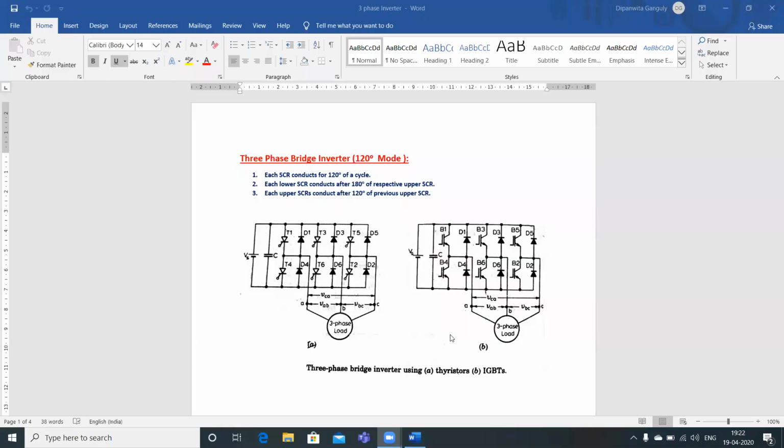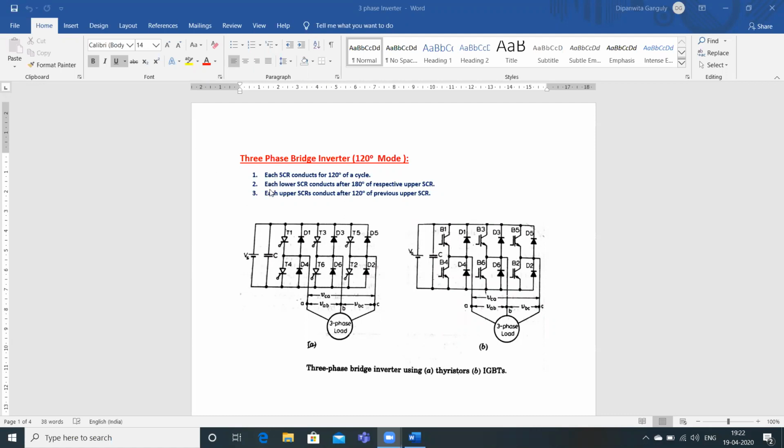Hi everybody. Today we are going to discuss the three-phase 120-degree mode of the voltage source inverter. This is the circuit diagram of the three-phase bridge inverter, and this power circuit diagram is the same as the 180-degree mode of operation for the three-phase bridge inverter.